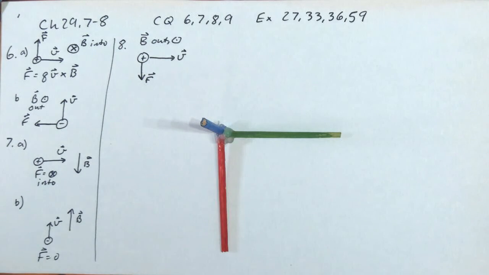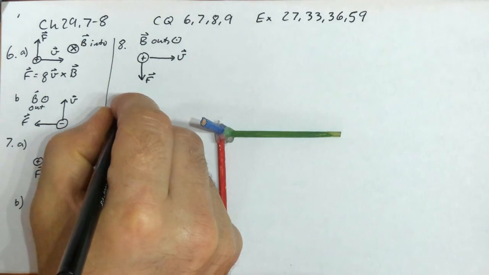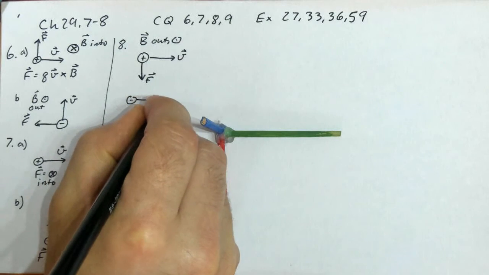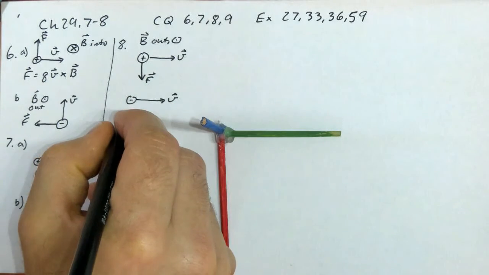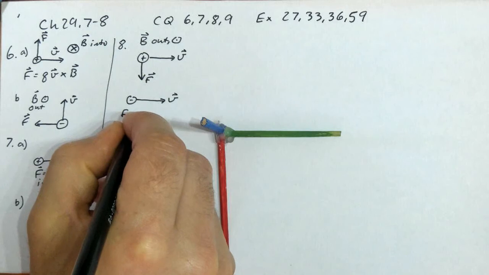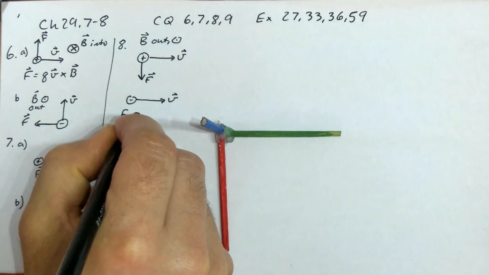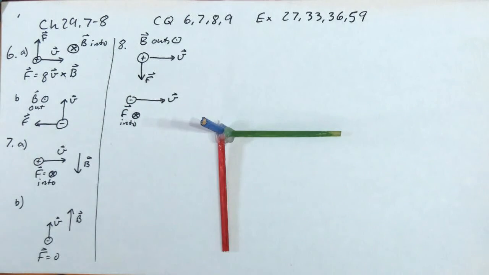Okay, part B. We have a negative charge moving to the right, and we have a force that is into the page. Okay, this force is into the page. What is the direction of the magnetic field that caused that force?